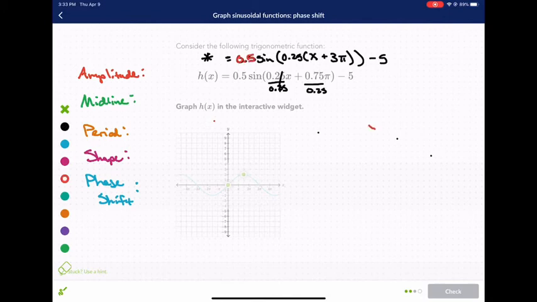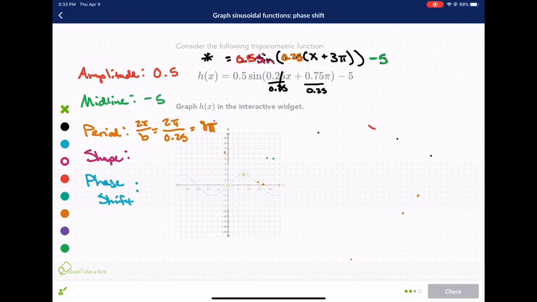All right, so we've got our 0.5 in the front. That's my amplitude. We've got our midline. It's -5 here at the end. We've got our period, which is going to be the trickiest one. You have to use a formula, right? So 2 pi divided by b, that b is the number in front of the x, so 0.25. So 2 pi divided by 0.25 is going to be 8 pi. That's my period.